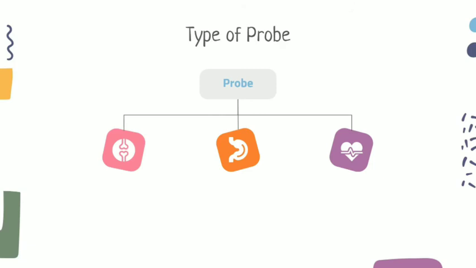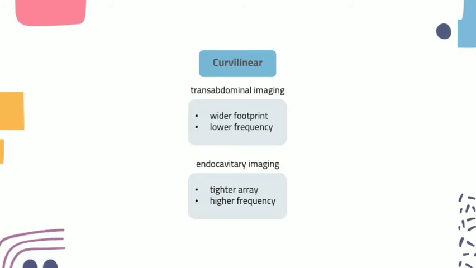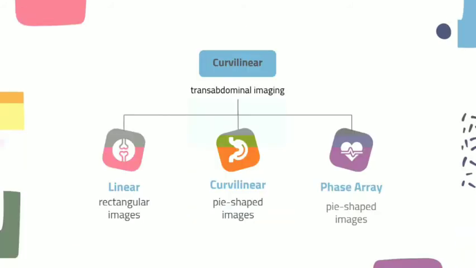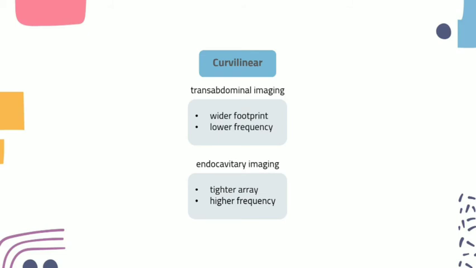There are three types of probe: first linear, second curvilinear, and third phase array. Linear gives a rectangular image, and both curvilinear and phase array give a pie-shaped image. Curvilinear has two types of imaging: first transabdominal, second endocavitary. Transabdominal has a wider footprint with lower frequency, but endocavitary has a tighter array with higher frequency.